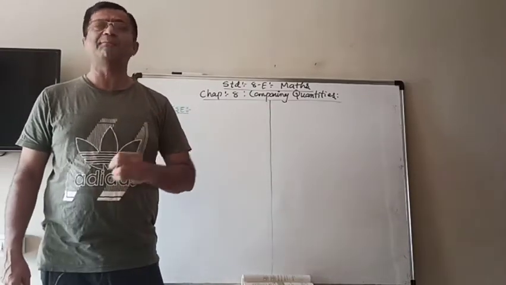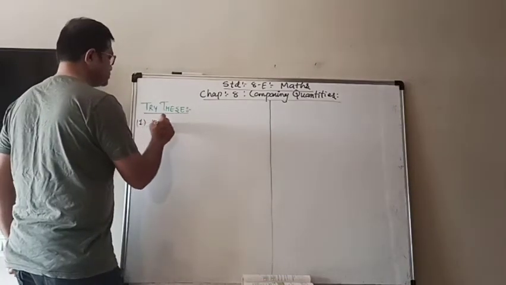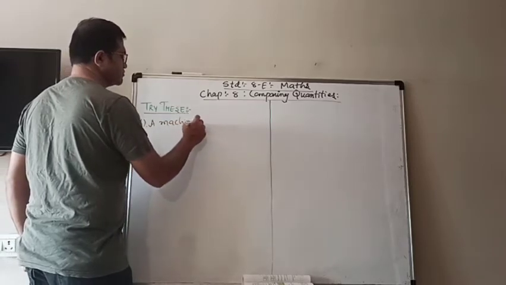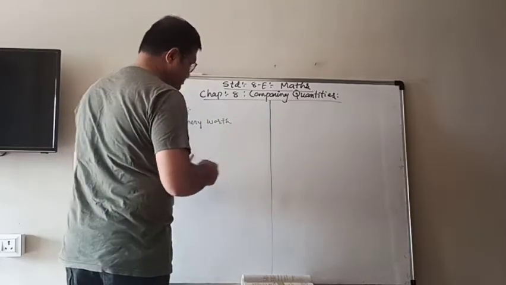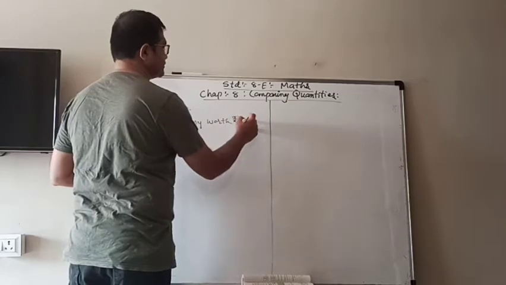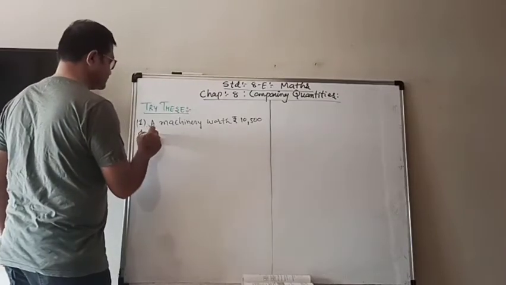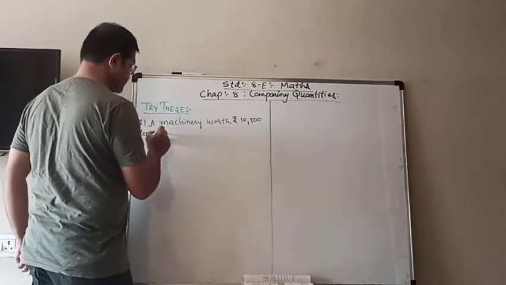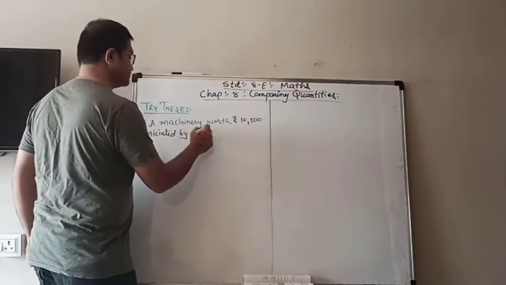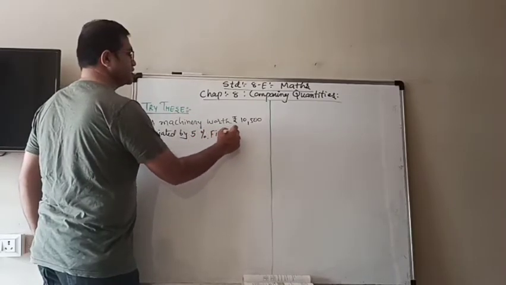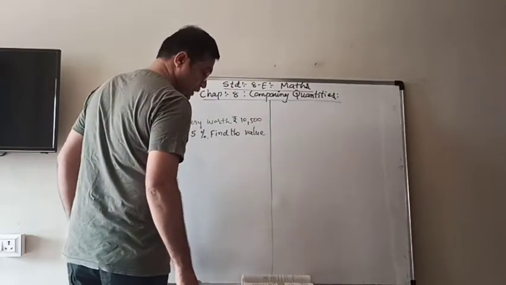Let us understand with some examples, that is in the Try This. First one is: a machinery worth rupees 10,500 depreciated by 5%. Find the value after 1 year.